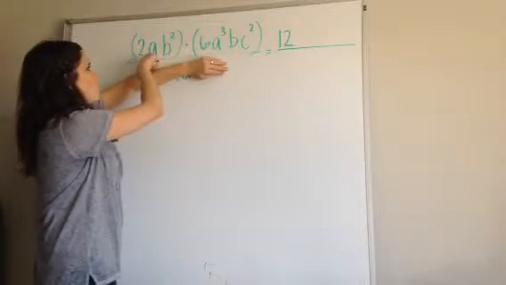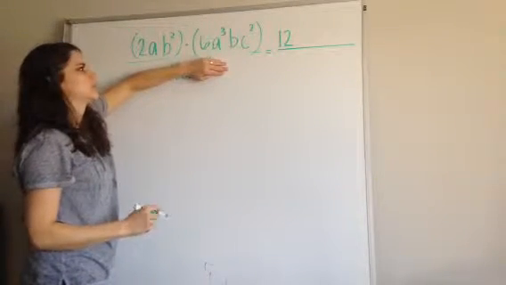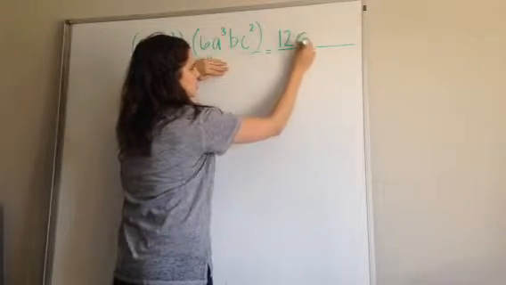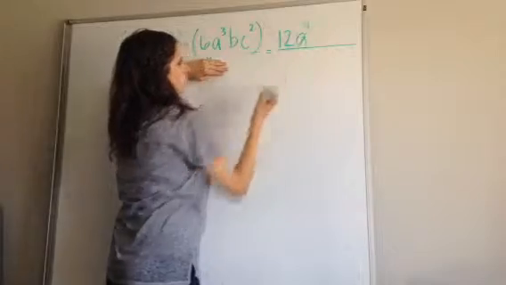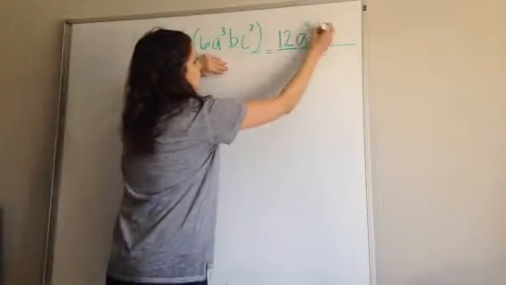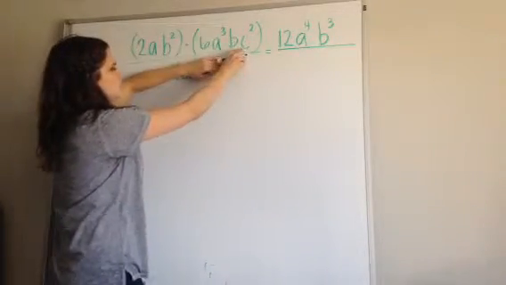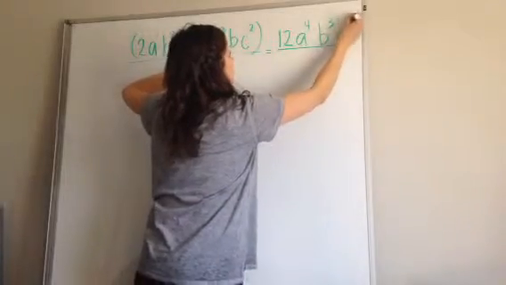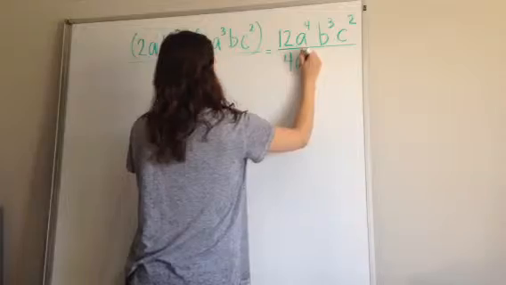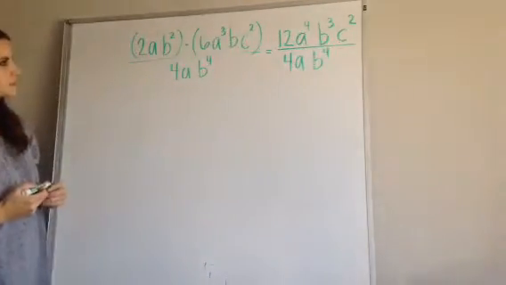Okay, the a's, I have 1a here. It's an invisible 1 because there's no exponent there. So 1 and then 3 more a's. So 1 plus 3 is 4. So a to the fourth. I have 2 b's here and 1 here. So 2 plus 1 is 3. No c's here but c squared, so it's just going to stay c squared. Okay, and now I can write the bottom. So I just rewrote it right there.